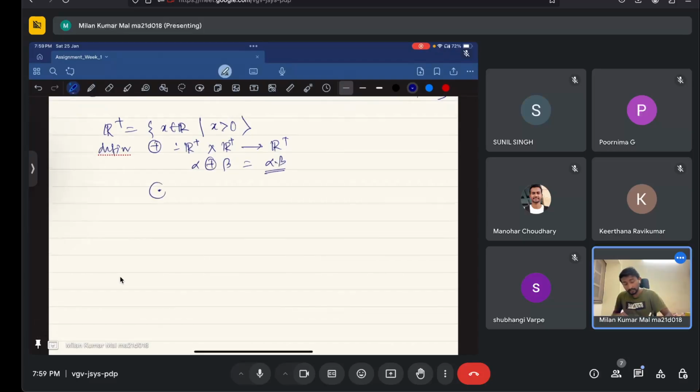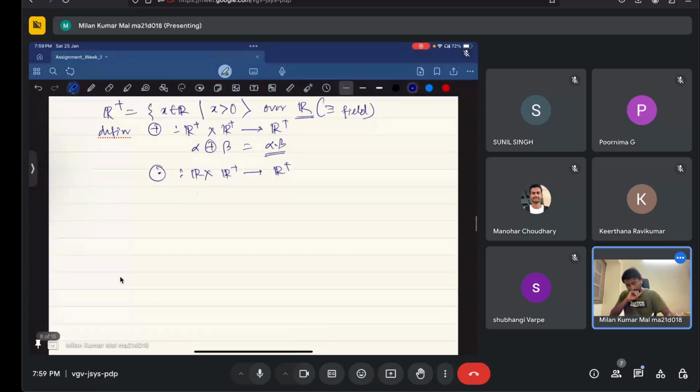And scalar multiplication, that is from the field F, which is real here. For example, over R, this is the field. Then this will be from R cross R plus to R plus. A vector space should be like that. So suppose we have C comma alpha. This is going to be C dot alpha, right? This is the operation. I am defining this as alpha to the power C.